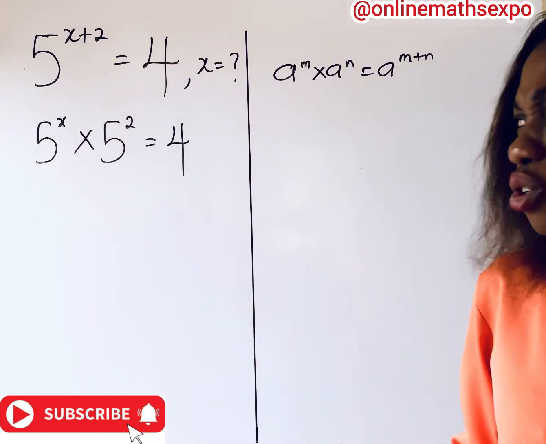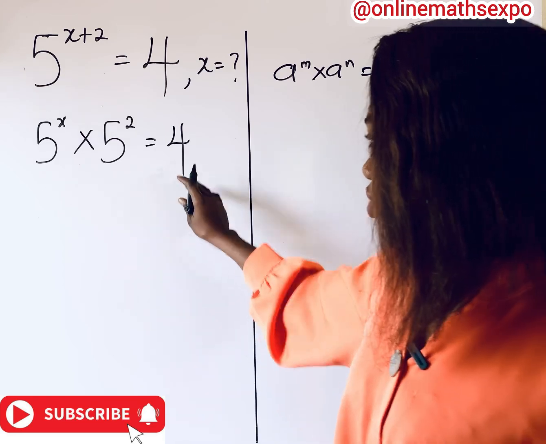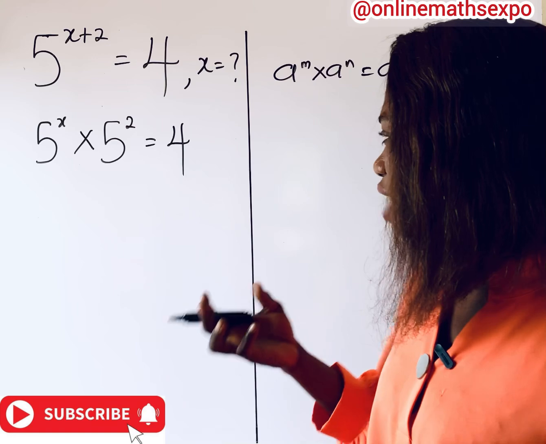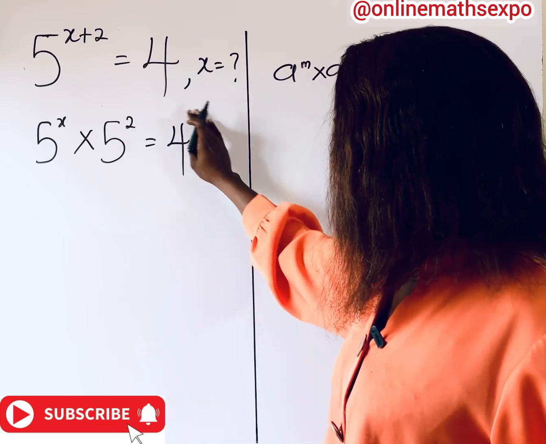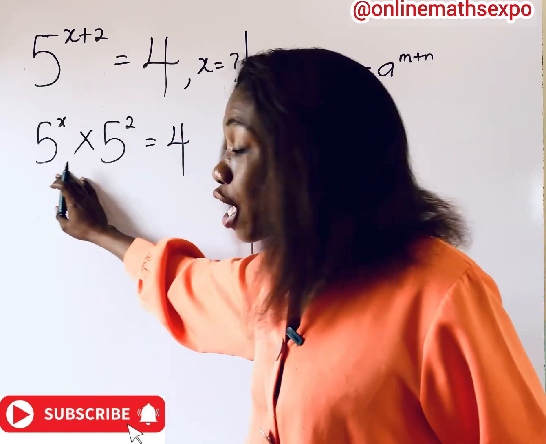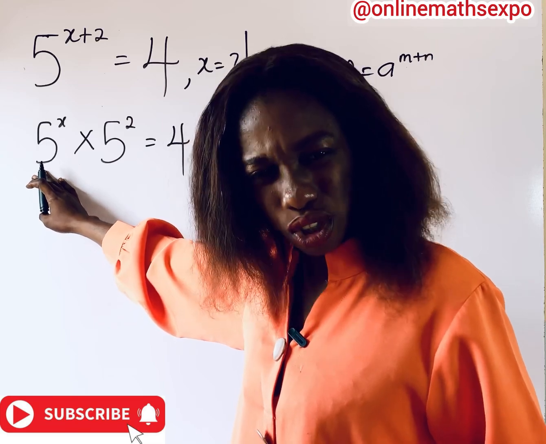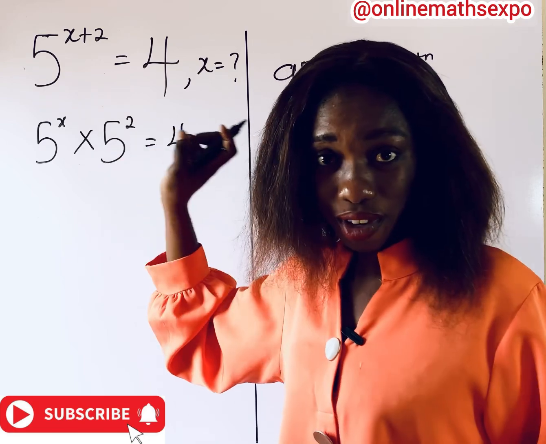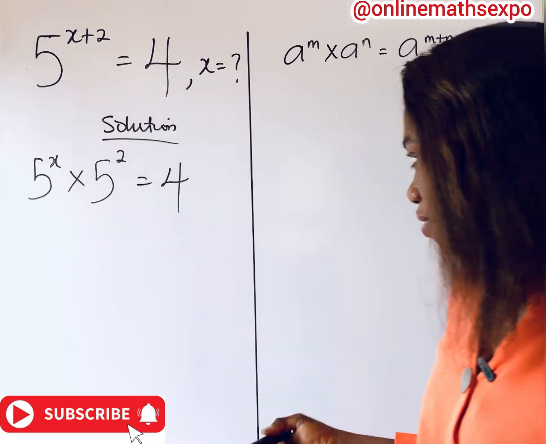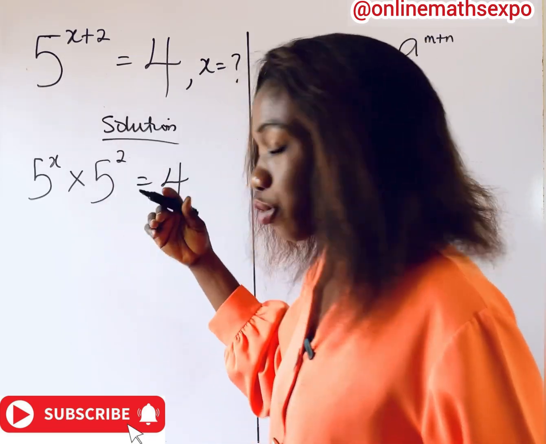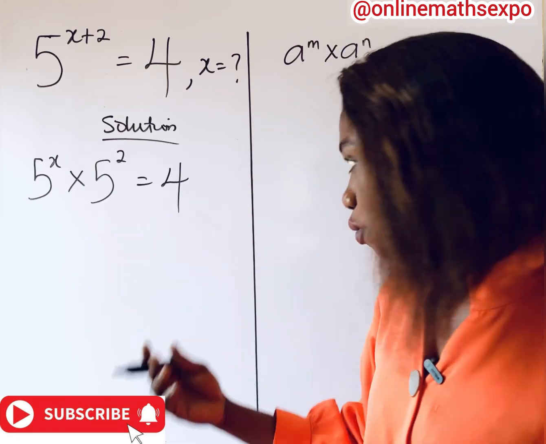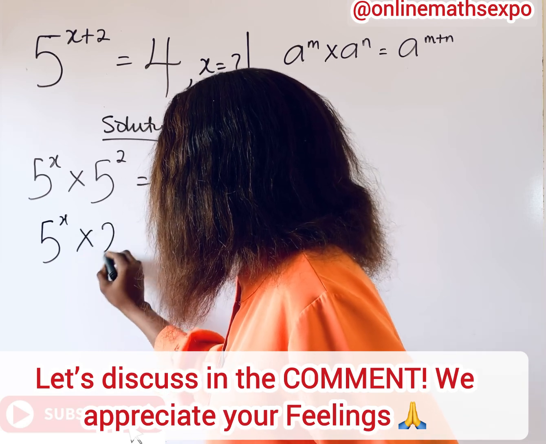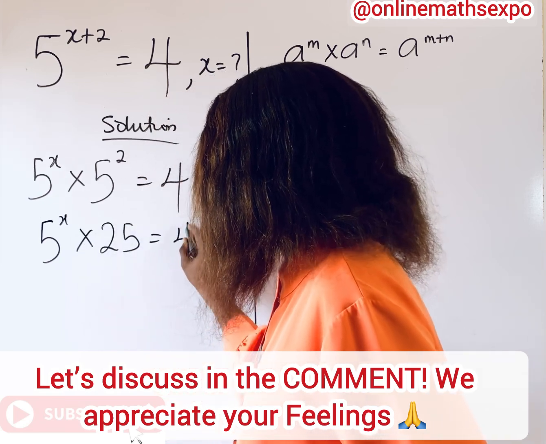Now, what did you observe? You observe that this is base 4 and these ones are base 5. Now, the question is, is there a possibility of us expressing this 4 in a product of 5? Does it work that way? No, you cannot have this 4 expressed as a product of 5. So in that case, just simplify. This is 5 to the power of 2, means 5 times 5, and that will give us 25. So we have 5 to the power of x being multiplied by 25 is equal to 4.